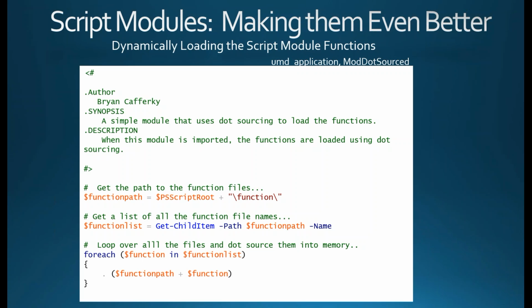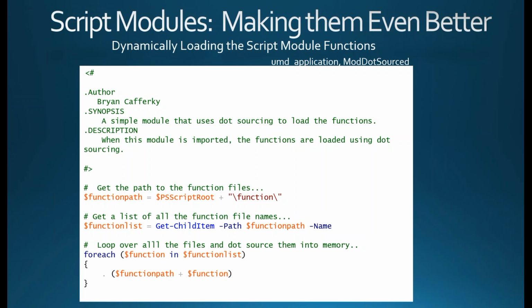PSScriptRoot is an interesting little variable. It has a value only when code is running, and what it holds is the location of that code. So it's going to point to the module path itself and tell me exactly where the module is. Now I know where that is, and I wanted to put my functions one level down in a subfolder called function. So function path is basically the path to where my module is, slash function.